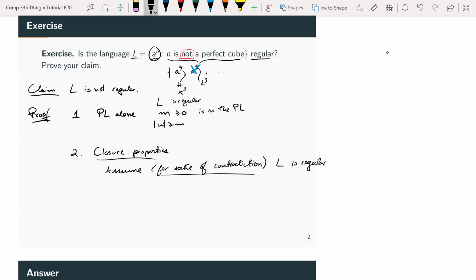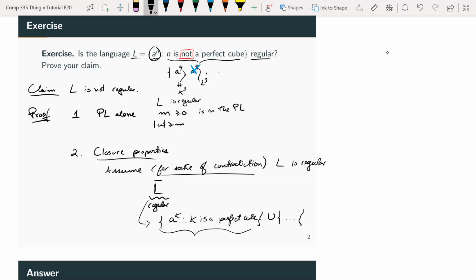Well, if L is regular, then I know that L complement is also regular by the closure properties, right? Okay, so how does that help us? Well, I know that L complement is going to have all of these strings a to the k such that k is a perfect cube, union some other stuff. So I know it's going to have other strings, but I don't really care about those strings. What I care about is, in fact, these strings here in this language.